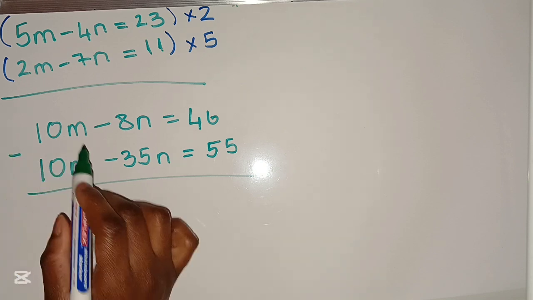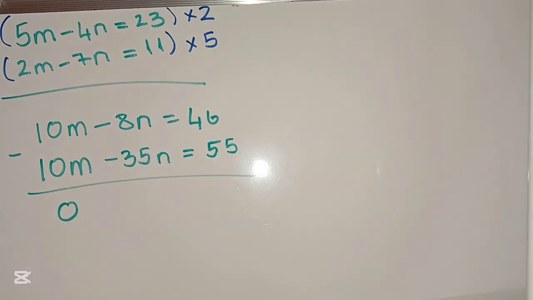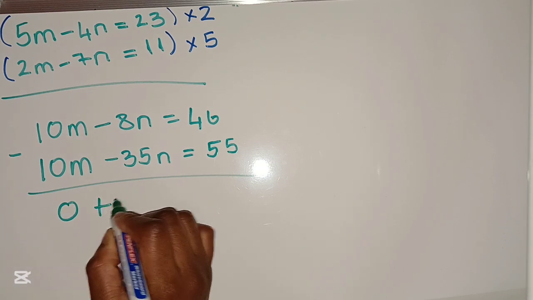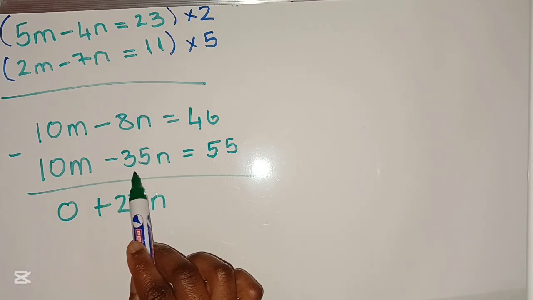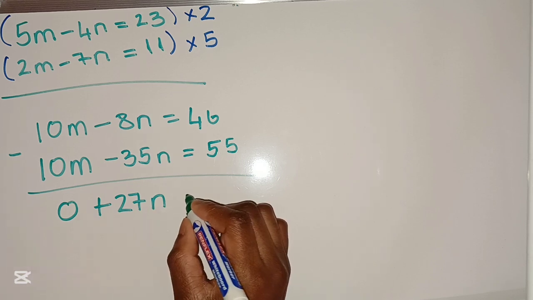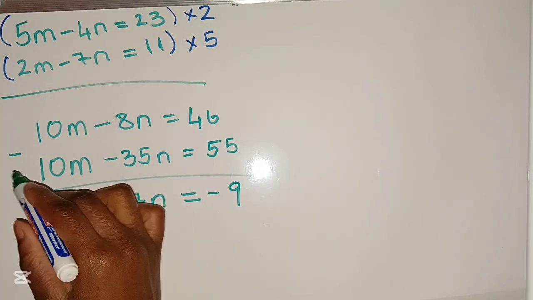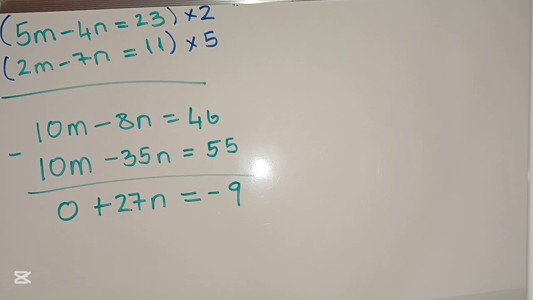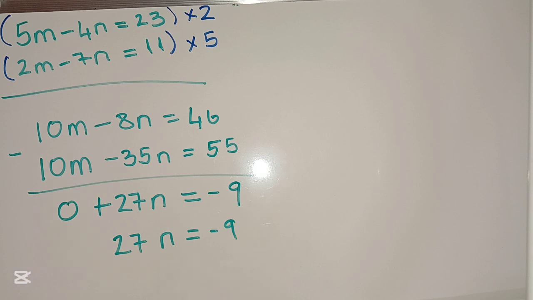subtracting. 10m minus 10m is 0. Negative 8n minus negative 35n is positive 27n. 46 minus 55 is negative 9. So this is how it looks like. 27n equals negative 9.